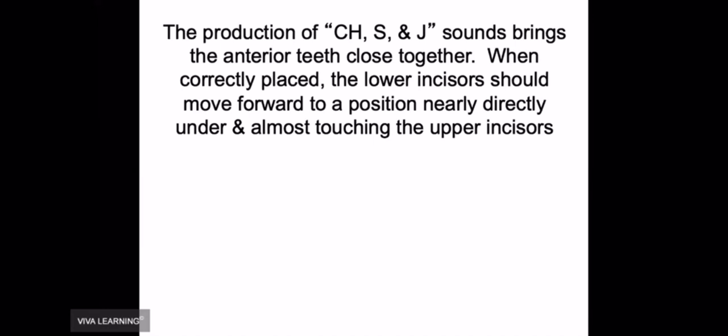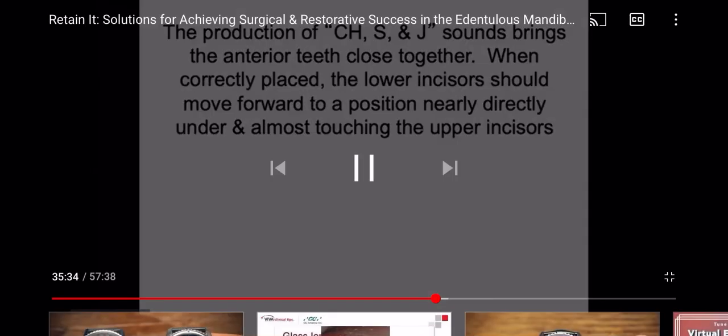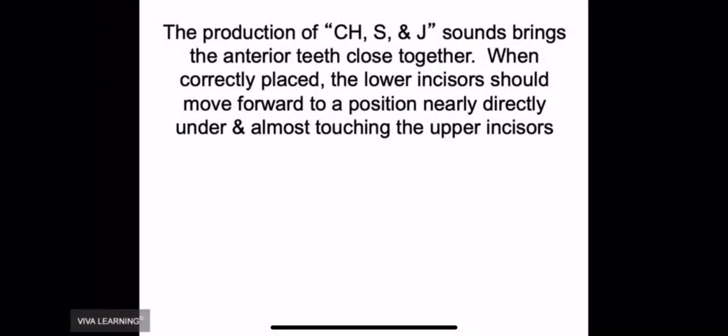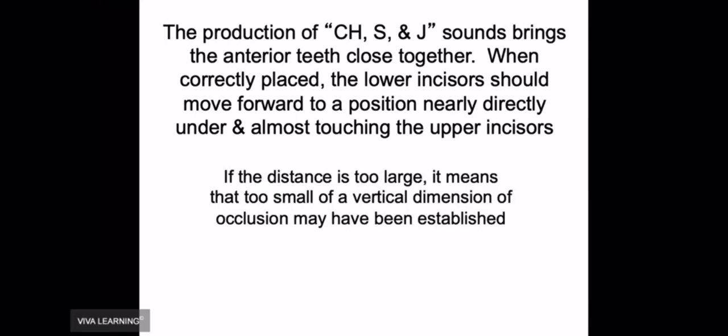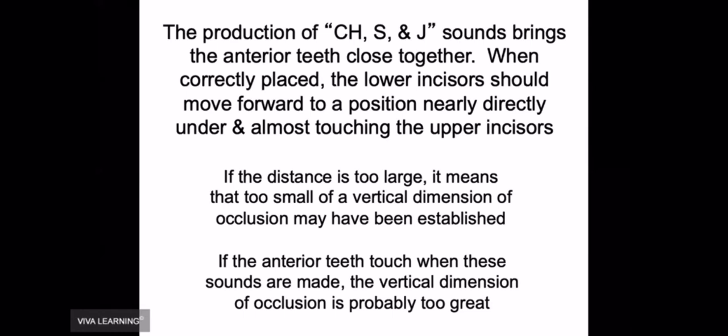The production of CH, S, and J sounds brings the anterior teeth close together. When correctly placed, the lower incisors should move forward to a position nearly directly under and almost touching the upper incisors. If the distance is too large, it means that too small of a vertical dimension of occlusion may have been established. If the anterior teeth touch when these sounds are made, the vertical dimension of occlusion is probably too great. So quick identifiers using a couple words gives us a lot of information.